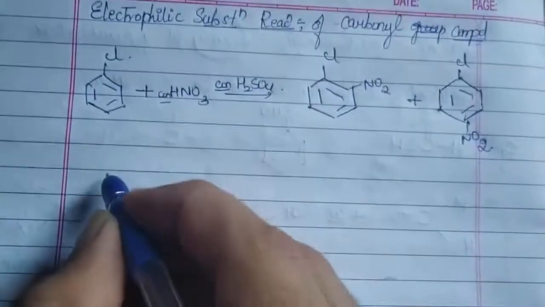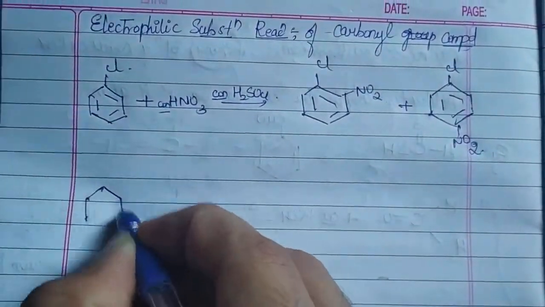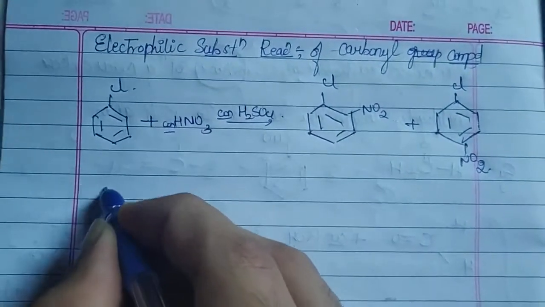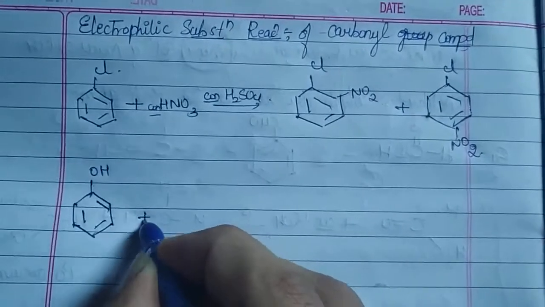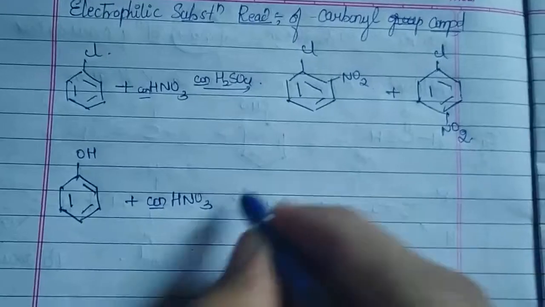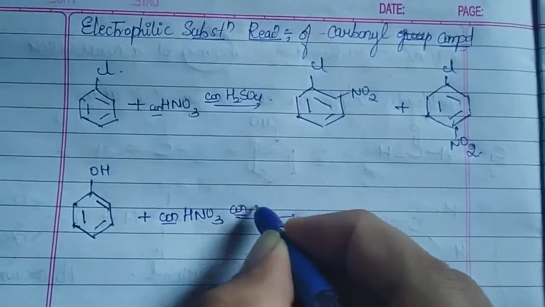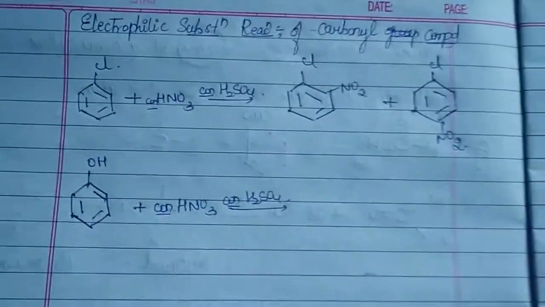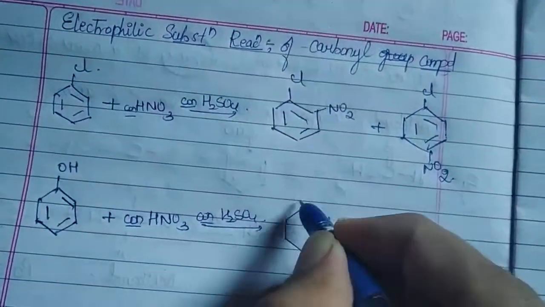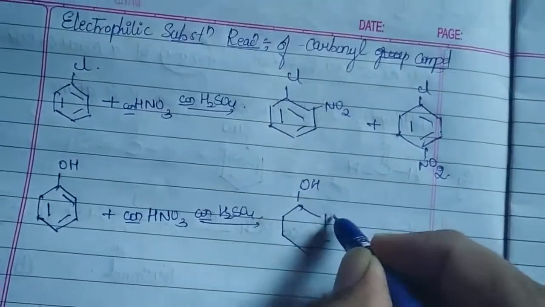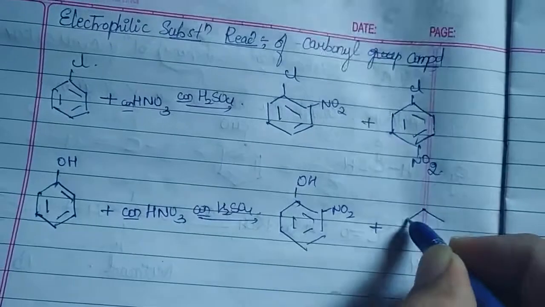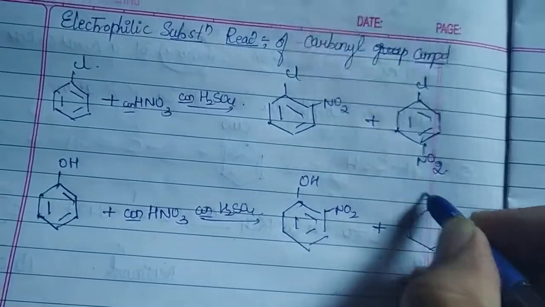Let me go with phenol now. I'm just changing my reactants, okay? But I'm doing the nitration in all the cases. So here I will be using phenol, OH, with concentrated HNO3 in the presence of concentrated H2SO4. What will be the product now? Here you will get orthonitrophenol plus paranitrophenol. Yes or no?